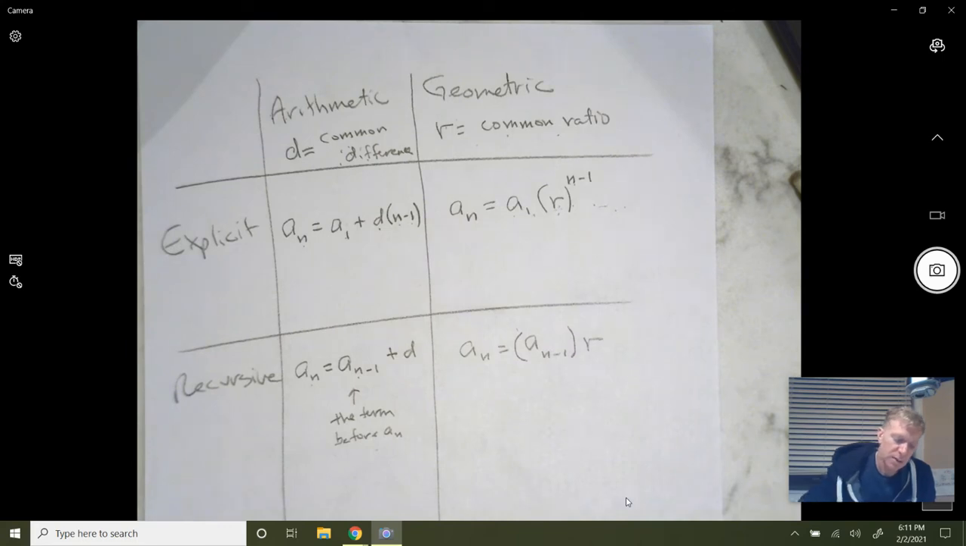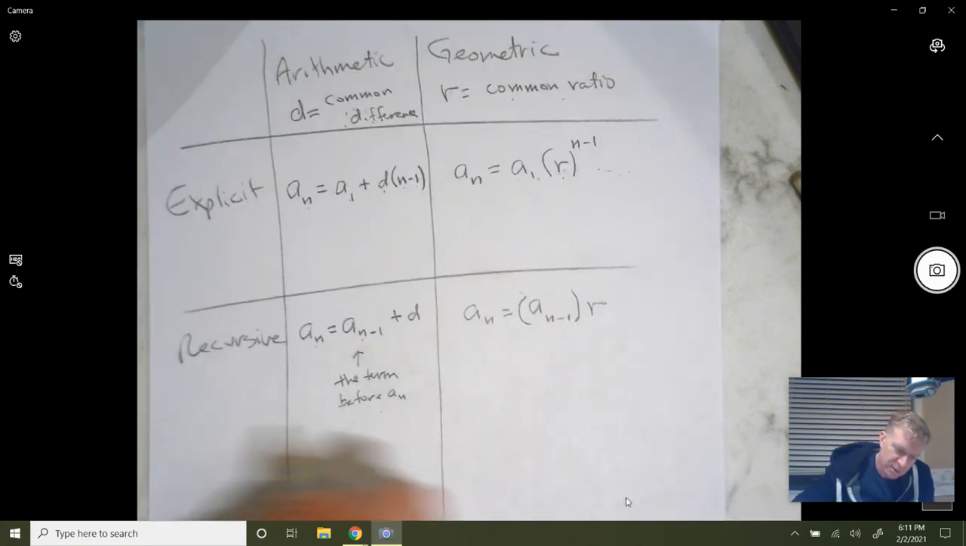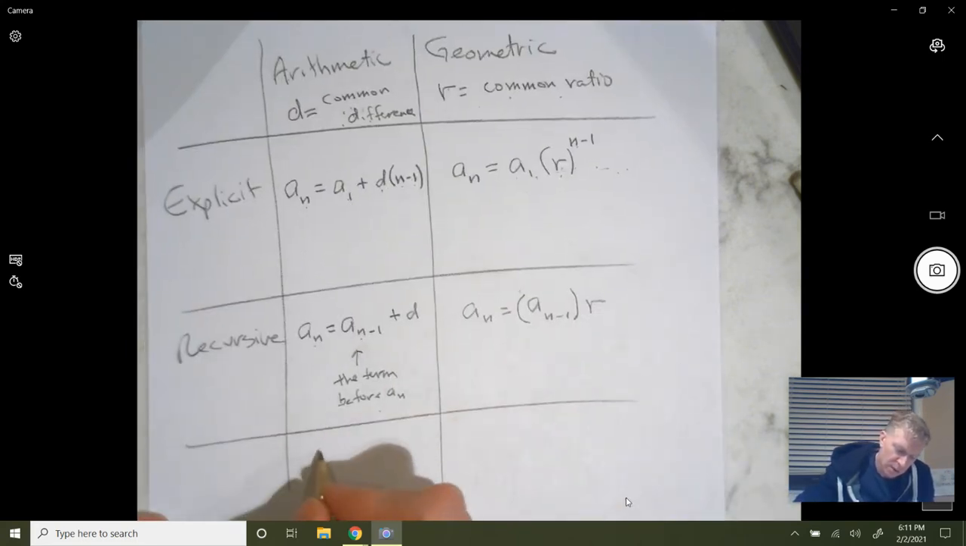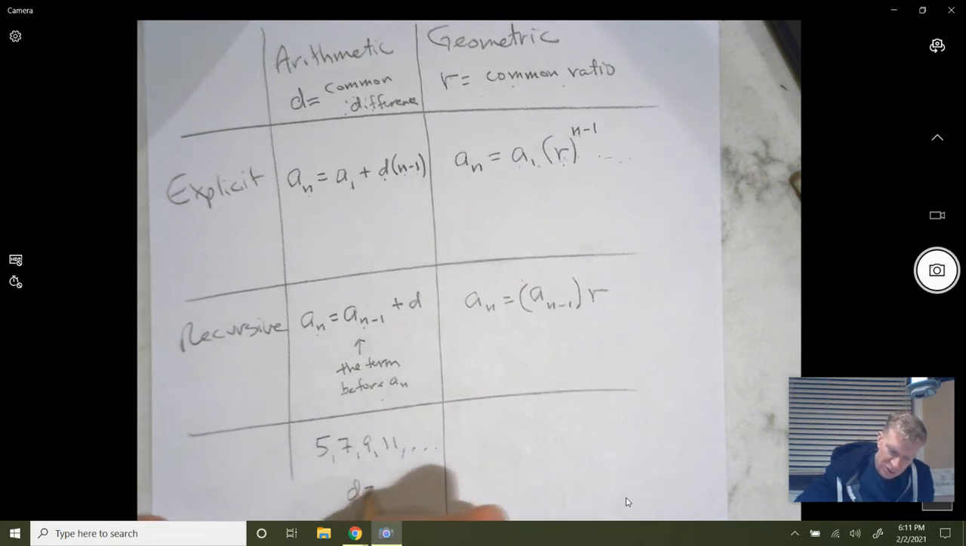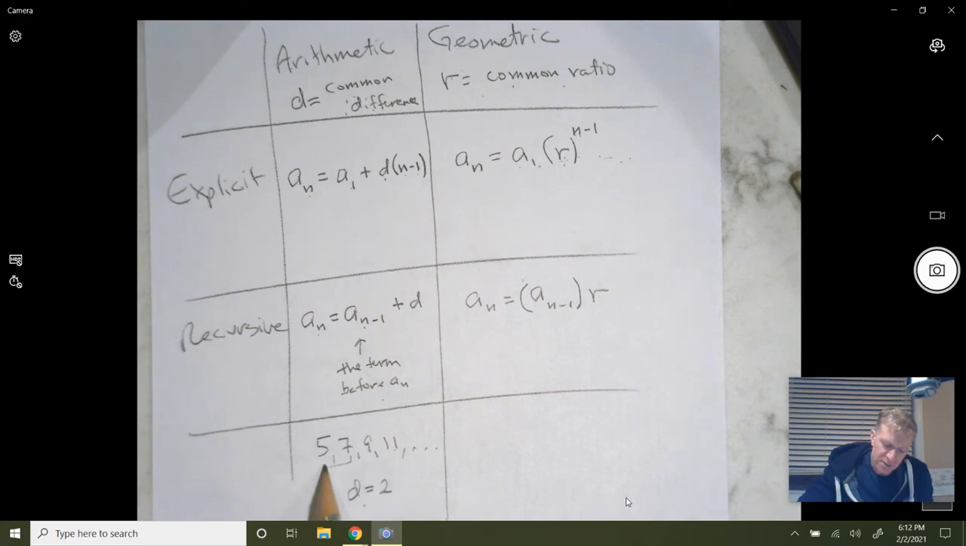Okay, so these are sequences like, and I'll give you a couple examples down here. This one, let's say we start with 5, 7, 9, 11, dot, dot, dot. Your common difference is 2 because you add 2, you add 2, you add 2. We call it a difference because to find it, you just subtract. You take a term and subtract the previous term. If you keep getting the same thing, that's your common difference.